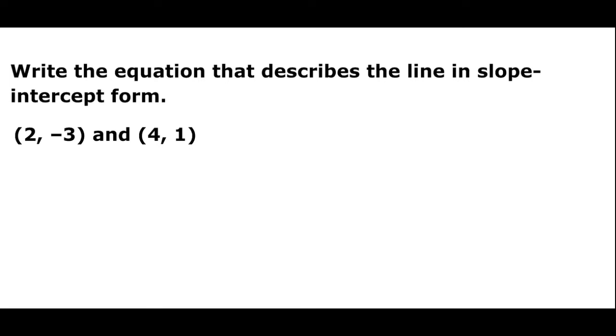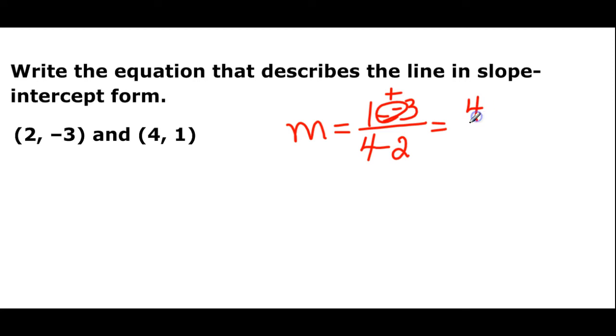This problem asked me to write it in slope-intercept form, but it doesn't say I have to create it in slope-intercept form. So what I'm missing here is the slope. The first thing I need to do is find the slope. That's y2 minus y1 over x2 minus x1. That makes that a plus, and that's going to give me 4 over 2, which is 2. So my slope is 2.